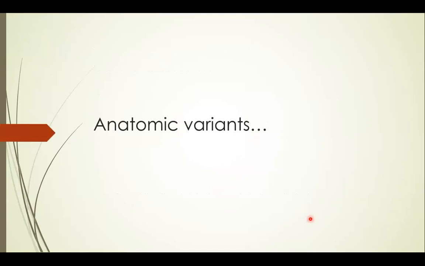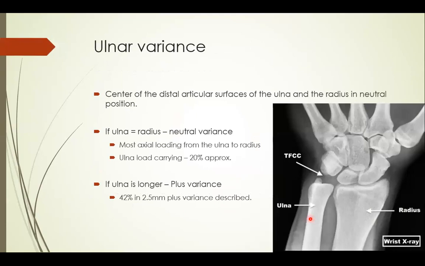Now, some of the anatomical variants after we've considered the normal structures. One is ulnar variance. How does this affect the TFCC? Ulnar variance depends on the center of the distal articular surface of the ulna and the radius in neutral position. Normally, in a neutral variance, the ulna is either at the same level or slightly below. The TFCC thickness varies depending on the variance. Now, if the ulna is at the same level or slightly lower, which we find in most individuals, the load carrying responsibility for the ulna is only 20%.